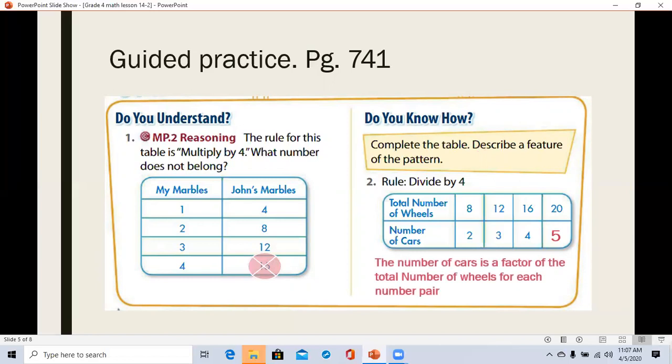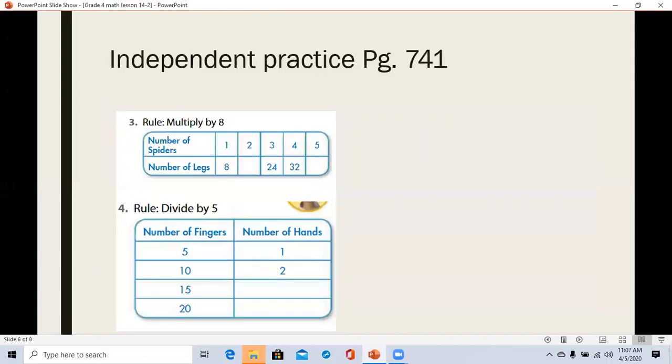The number of cars is a factor of the total number of wheels for each number pair. So I know that 2 times 4 is 8, 3 times 4 is 12, 4 times 4 is 16, 5 times 4 is 20. So let's look at the independent practice found on page 741.